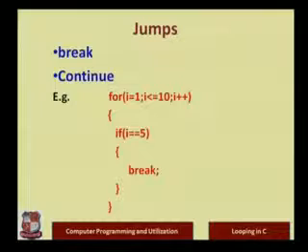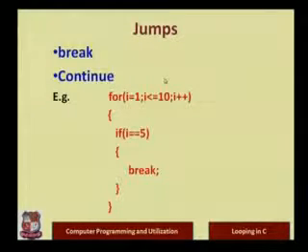As in this example, you can see that I equal to 1, I is less than equal to 10, I++. In the for loop I have given these statements. Now when I equal to 1, the condition is true, that is I is less than 10. So it will go inside the loop. Now it will check if I is equal to 5. No, I is not equal to 5. So it will not go inside this. From here it will again increment I++.